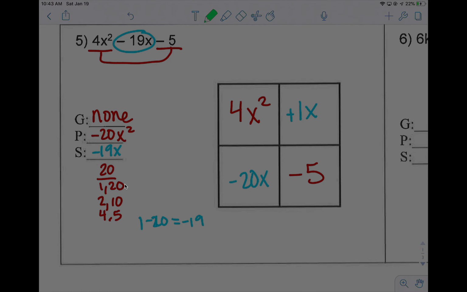So from here, I'm going to take out GCFs. Vertically, 4x squared and negative 20x share a 4 and an x. 1x and negative 5 don't share anything, so we use 1 as a placeholder. 4x squared and 1x don't share any numbers, but they do share an x. Negative 20x and negative 5 share a negative 5. Quick check, 4x squared, negative 5, so my factors are 4x plus 1 and x minus 5.